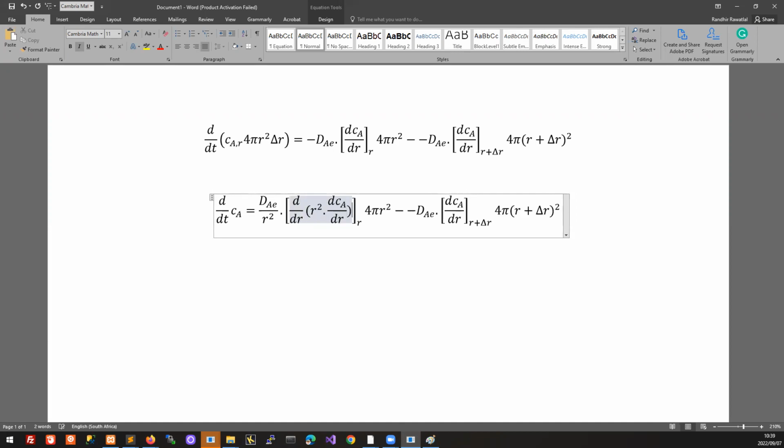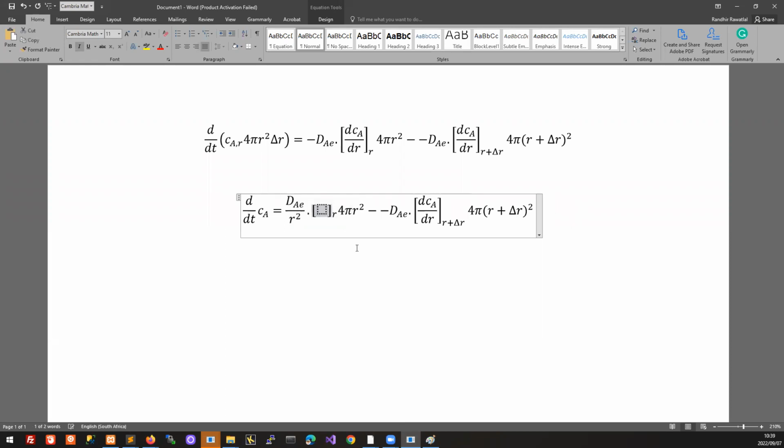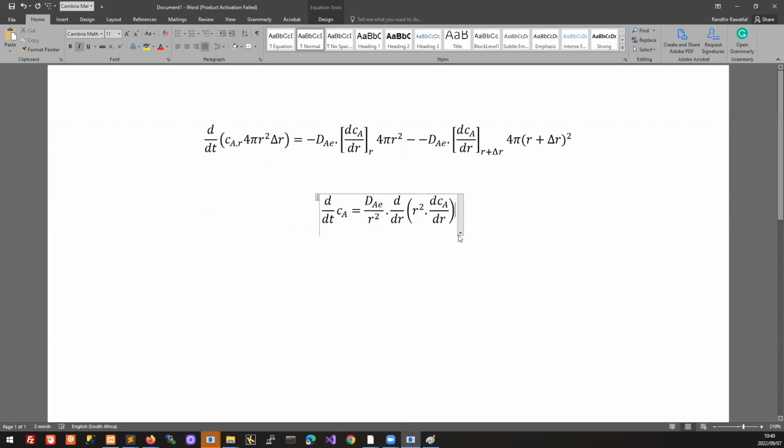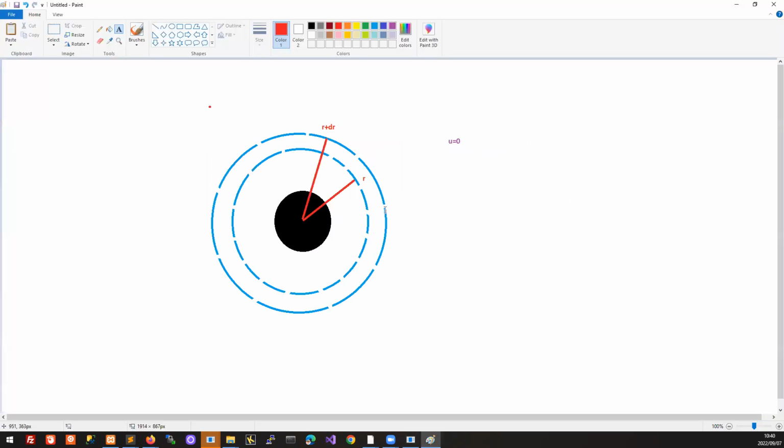Right, so we've done this before. If you go back and look at the spherical geometry, this was what we derived for the sphere. So this, of course, fully describes all changes in the fluid at any position R away from the sphere.